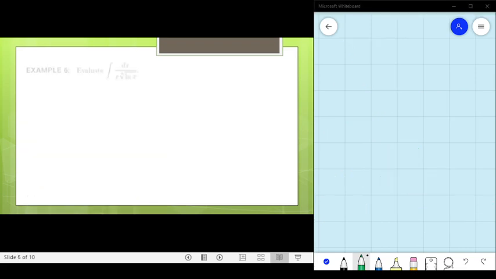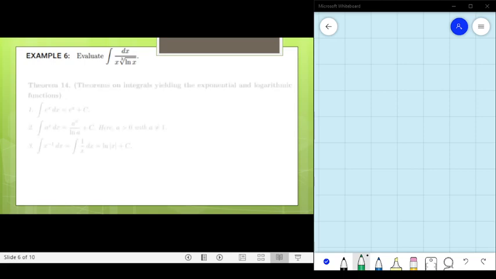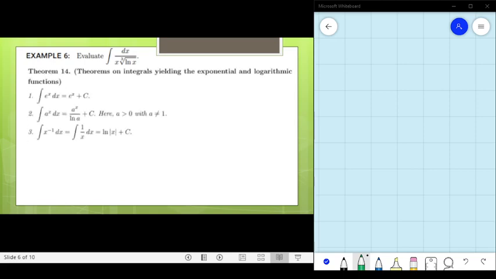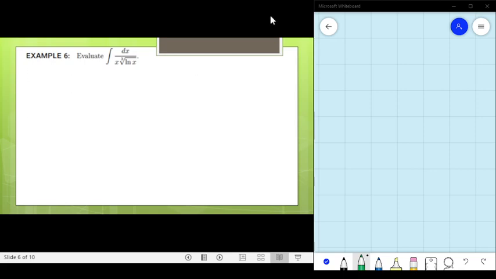Number 6. Evaluate the antiderivative of dx over x cubed square root of ln of x dx. The dx is also in the numerator. The dx is there in the numerator.